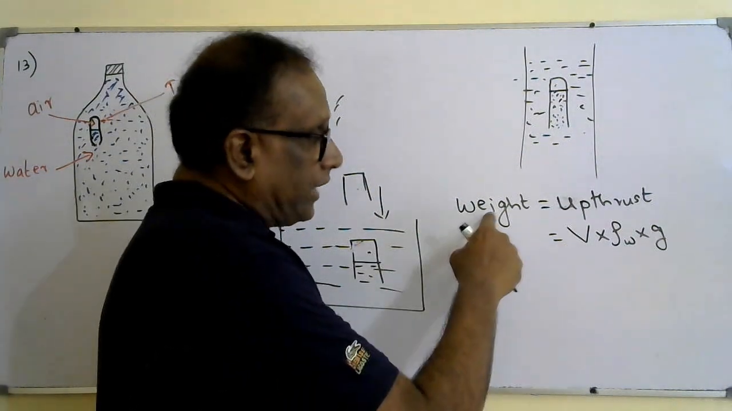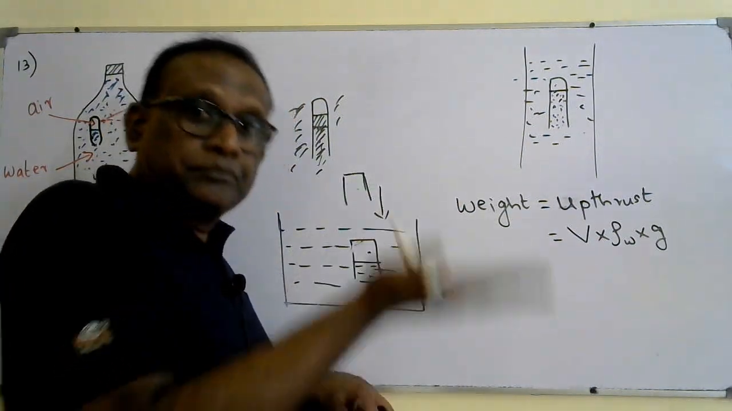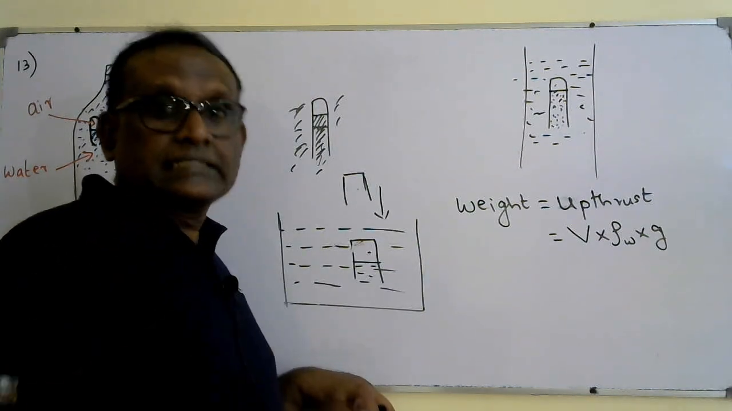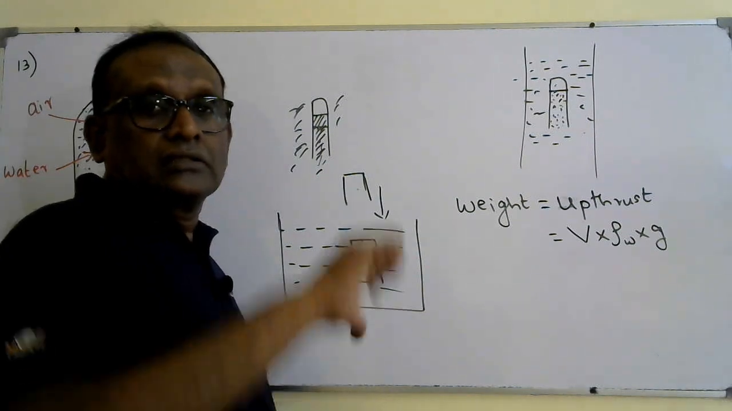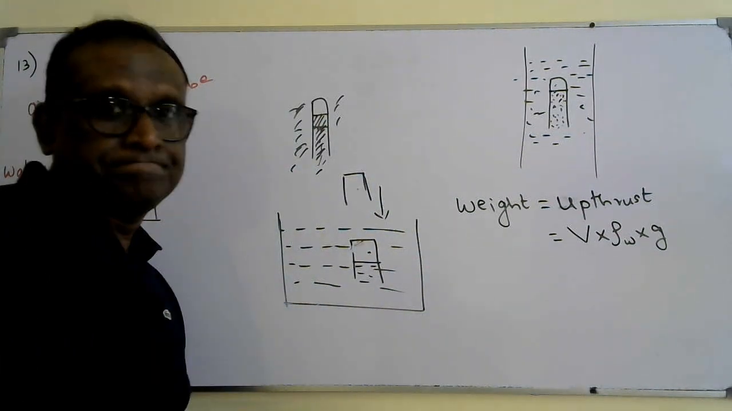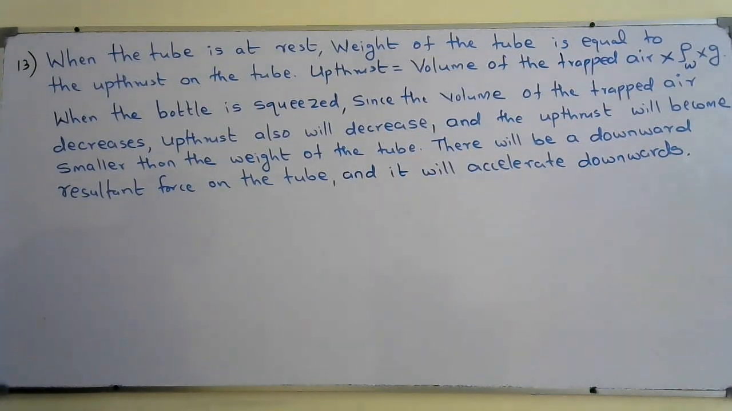Weight is acting downwards, upthrust is acting upwards. Upthrust is decreasing, weight remains the same, so there will be a resultant force in the downward direction. According to Newton's second law, the tube will accelerate down. That's the answer you should say. This is the answer for question number 13.